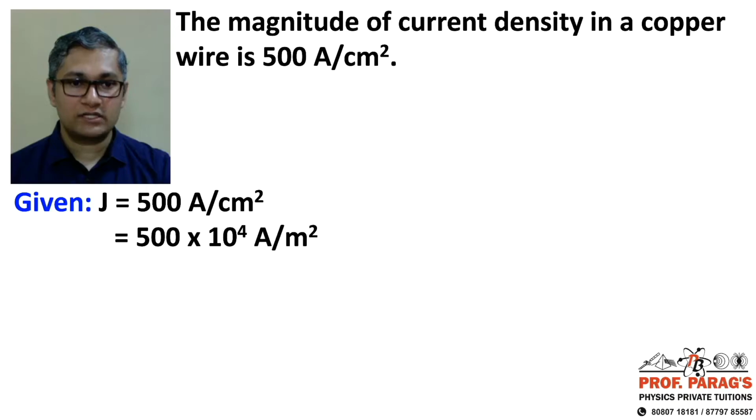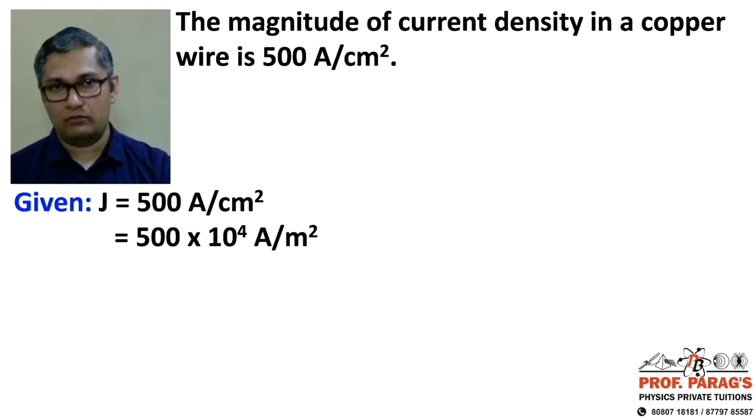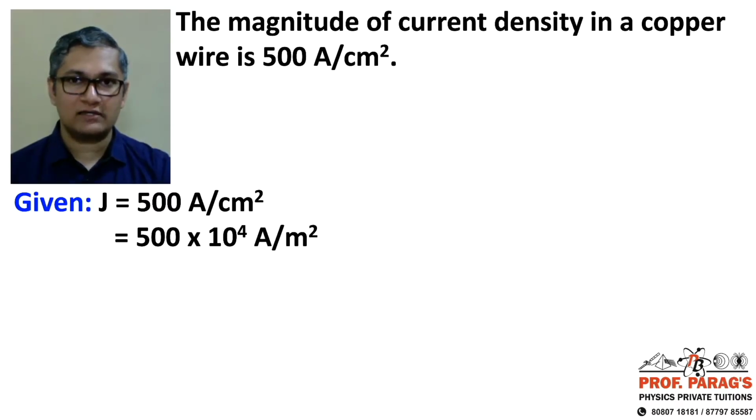So what we will do is, the word centimeter, centi is a prefix. It means 10 raised to minus 2. So it is not centimeter square, it is centimeter square, so what I'm trying to say here is that it is 10 raised to minus 2 whole square in the denominator.